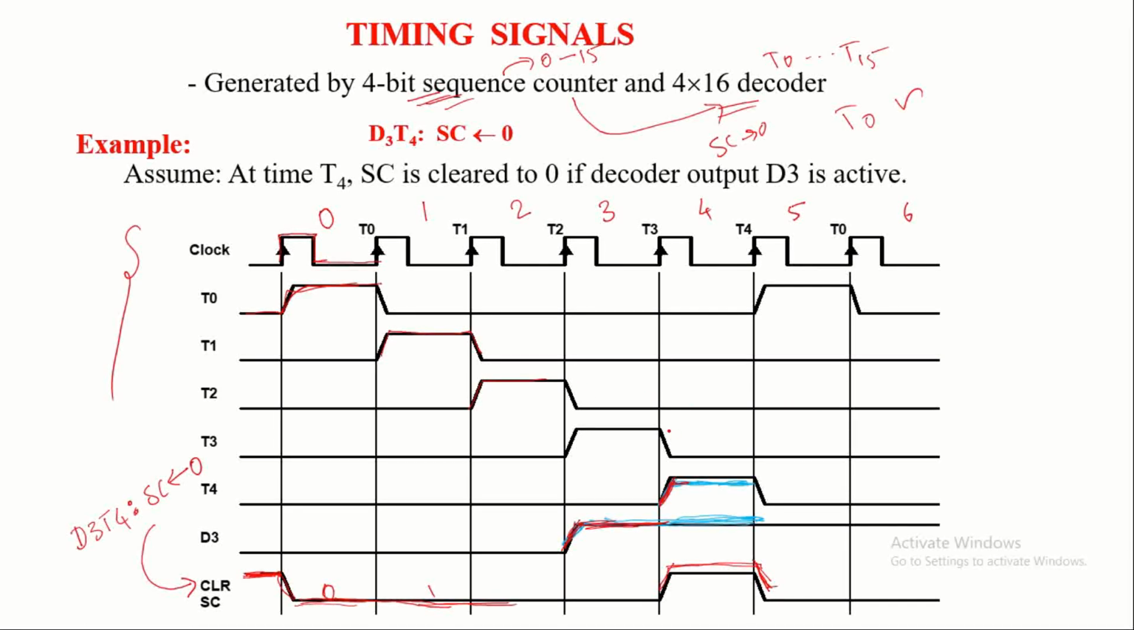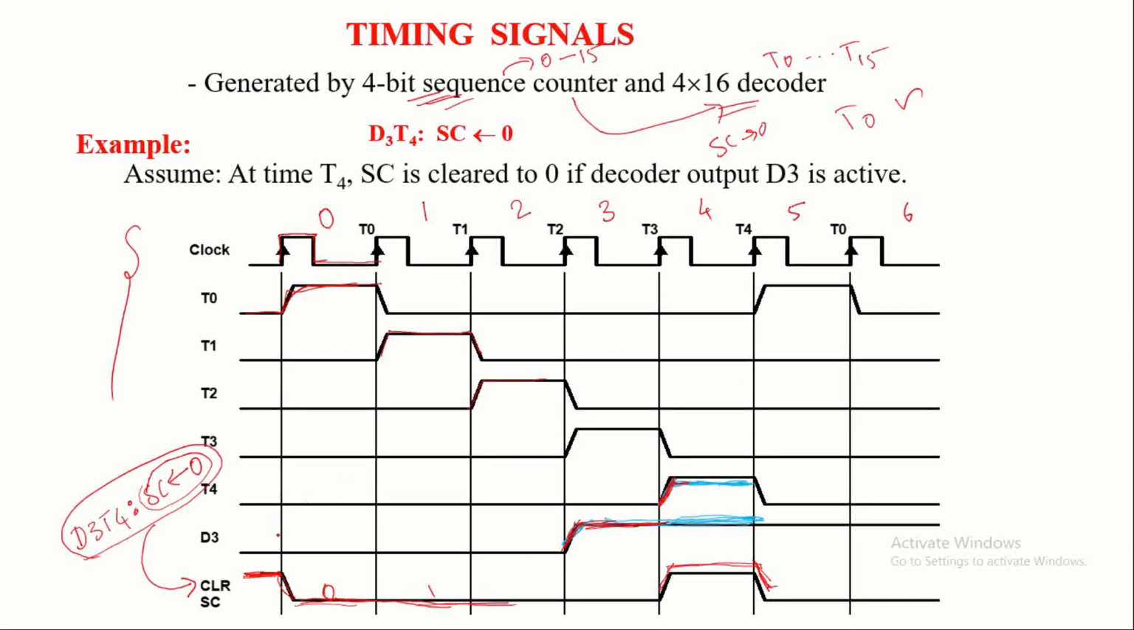Suppose there is a requirement that whenever D3 and T4 are enabled, the sequence counter needs to be cleared. How can it be achieved? Once again, I repeat: if D3 and T4 are active, and the sequence counter needs to be cleared, how can it be represented in the timing diagram?